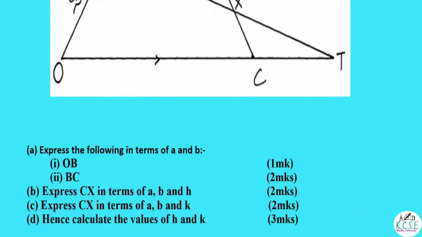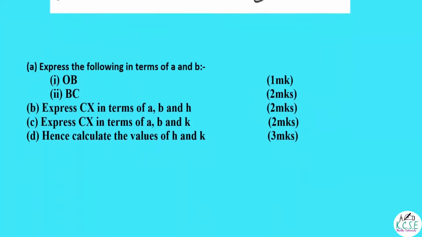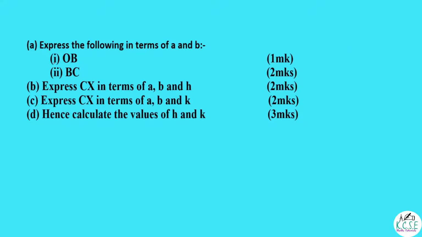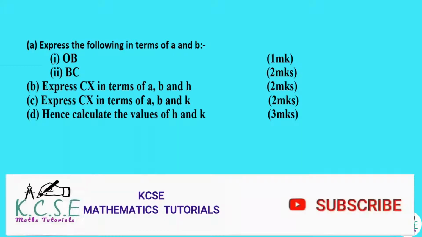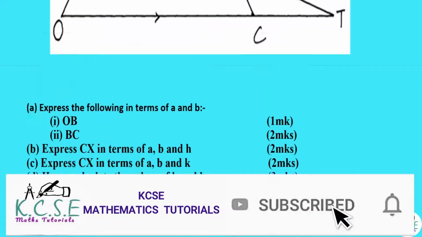Part B, express CX in terms of A, B and H. In part C, express CX in terms of A, B and K. And then part D, hence calculate the values of H and K. So those are the questions.